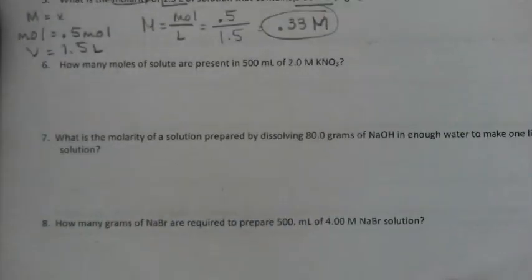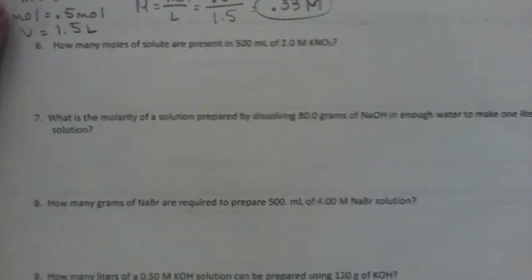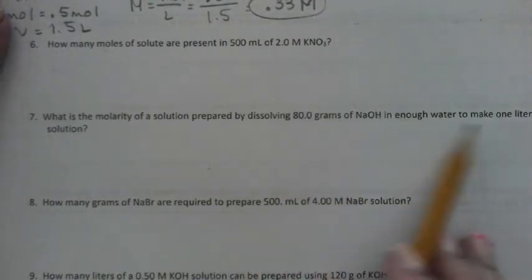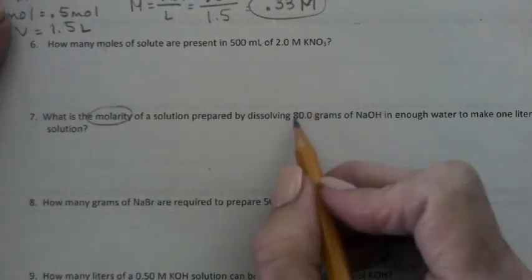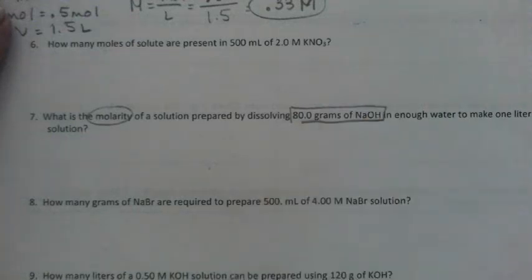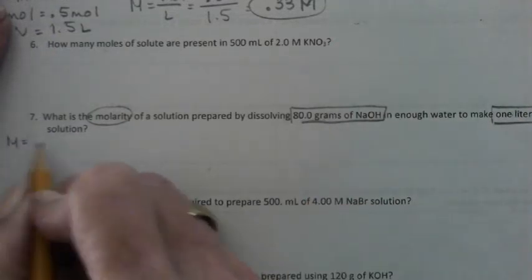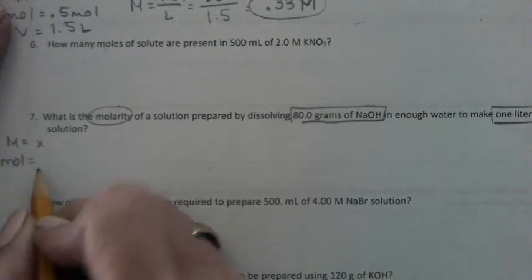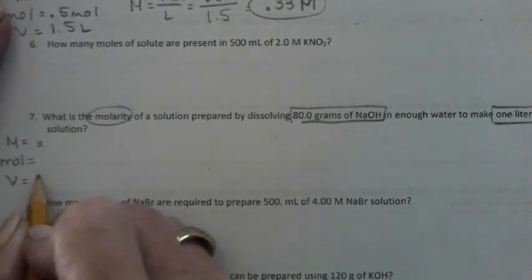All right, number 7. What's the molarity of a solution prepared by dissolving 80 grams of sodium hydroxide in enough water to make 1 liter solution? Well, I'm looking for molarity. That's my unknown. I have 80 grams of sodium hydroxide, and I know that I need 1 liter. I have volume, and I have grams. Well, that's not going to help me out because molarity is what I'm looking for. I need moles in order to do this. It's not going to work out unless I have moles. And I have my volume, which is 1 liter.